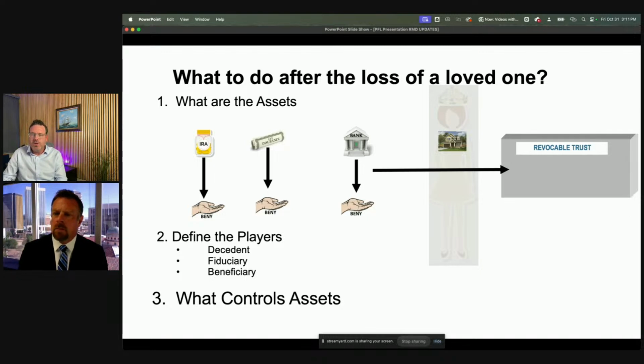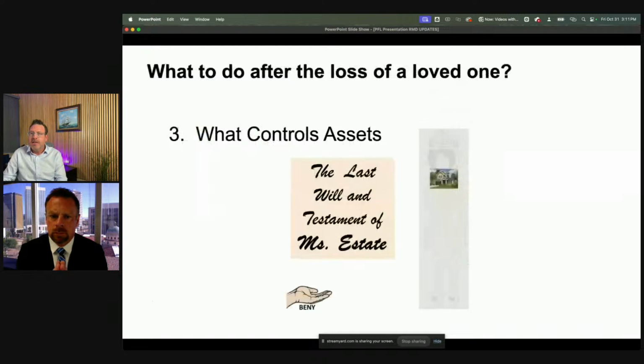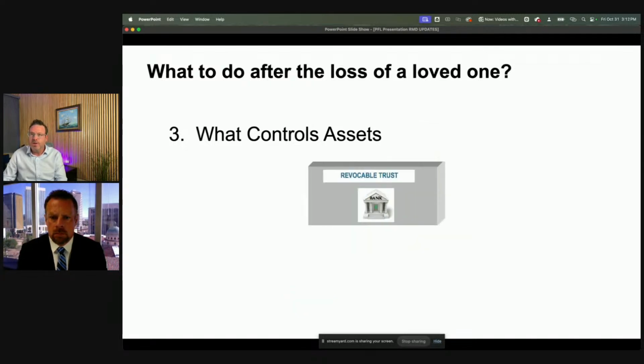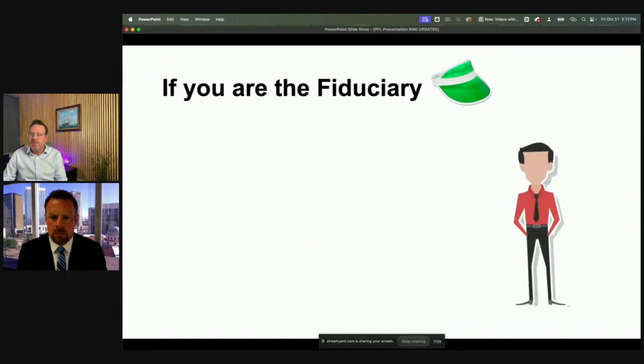So the trust only controls assets that are titled in the name of the trust. A will controls assets titled in the name of the deceased. If there's no will at all, then we go to the laws of intestacy and look to see who the beneficiaries will be. And then if it's a trust, we follow the terms of the trust. So, all right.